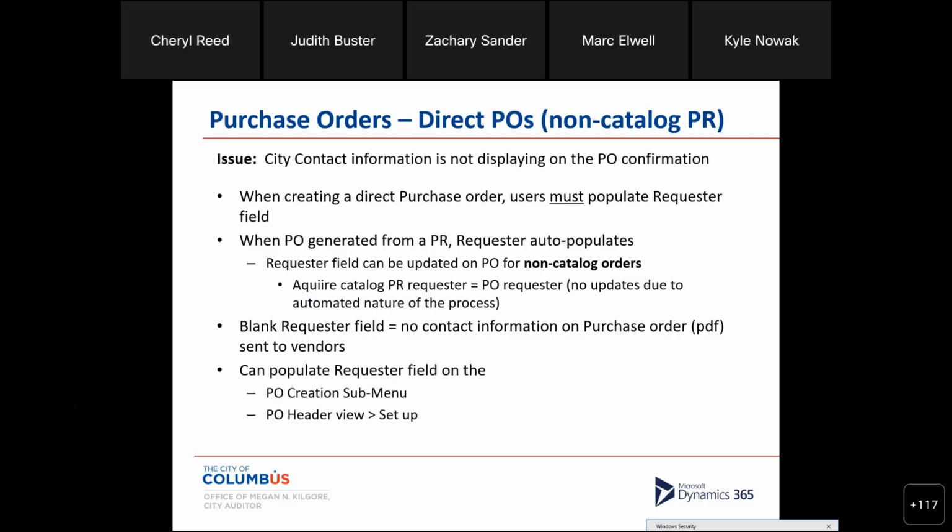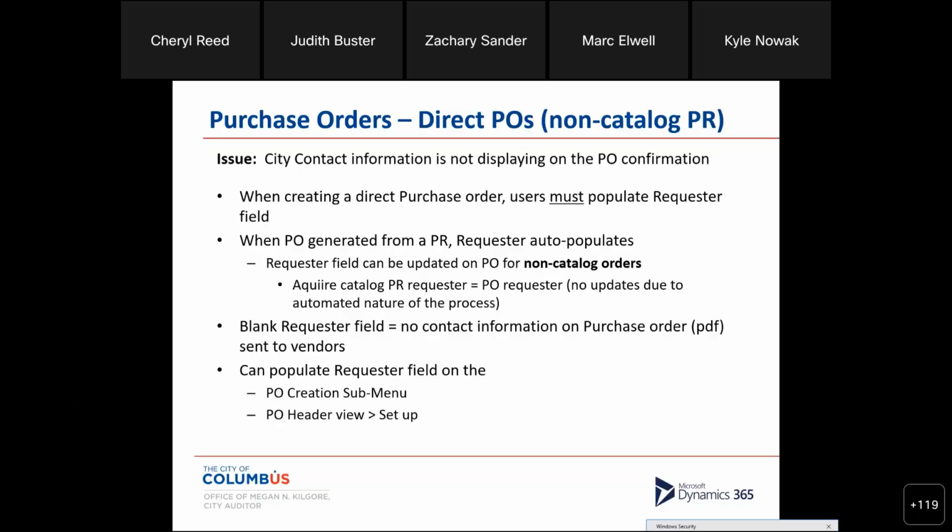And so when you start your order, that orderer field will populate with your information. You might be the orderer, but someone else is actually requesting it. And so there's a second field called requester, which I'll show on the next screen, that we want to remind users should always be filled out.